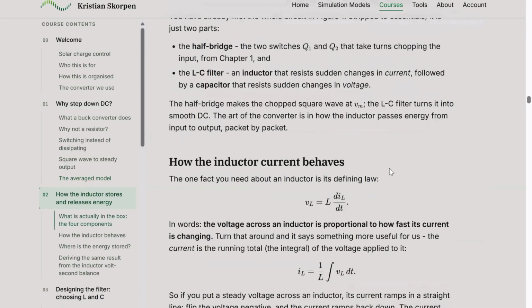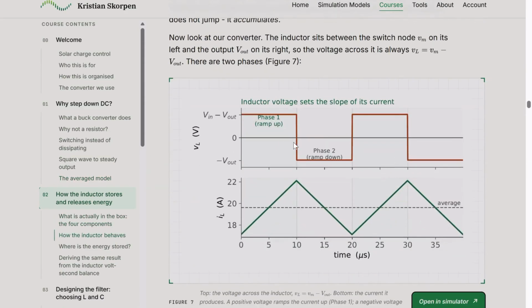So here is a numerical example of this. Here you can see the inductor voltage is either positive or negative. So there are basically two phases. In phase one, the current ramps up, and in phase two, the current ramps down. So that is why we get the ripple inside the buck converter.